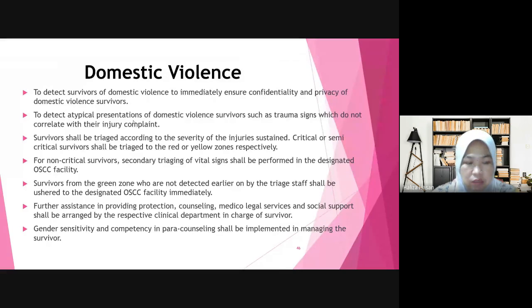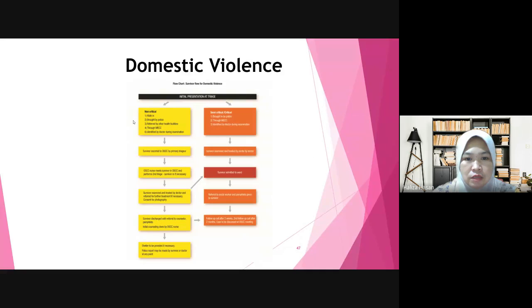I have explained this earlier, following the diagram. Domestic violence for non-critical walk-in brought by police, referred by other health facilities through MECC, identified by Dr. Transmission. Semi-critical occupied by police through emergency department. This is the list.